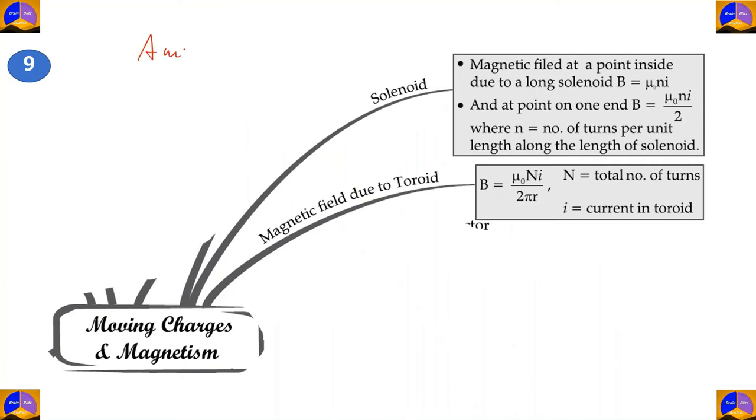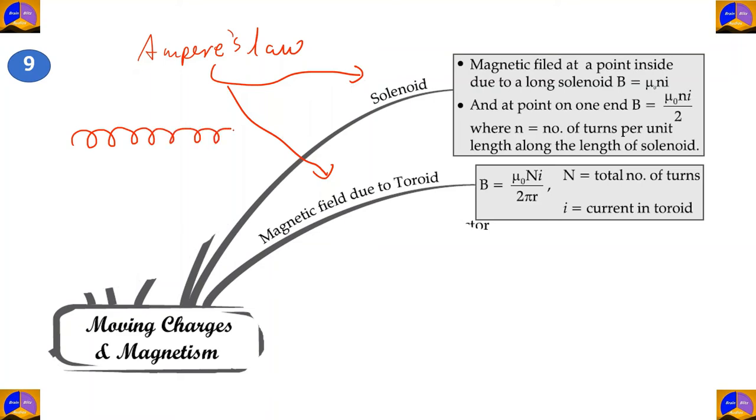So we've learned about Ampere's law, but where is it applied? These are the two cases where Ampere's law is applied. What is a solenoid? A solenoid is a current-carrying conductor that's twisted like this. So it's a helical conductor, but it travels along its axis in a straight line. So it has some distance traveling in an axial straight line.